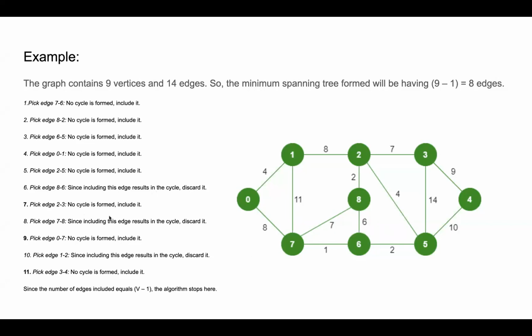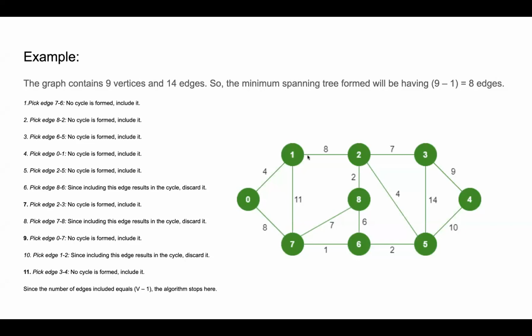Then 2 to 3. 2 to 3 is the next minimum value, which is 7. It is not forming any cycle. We are taking this. Then edge 7 to 8. Here it is again forming a cycle. So we are not going for this one. Then 0 to 7. This one, 0 to 7. The value is the next minimum value, that is 8. Not forming a cycle. We are going for this one.